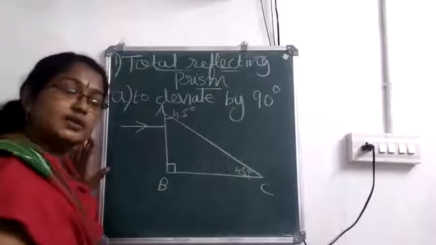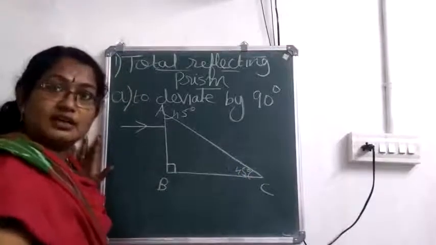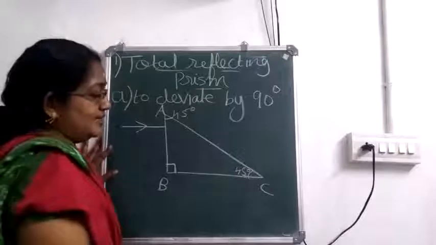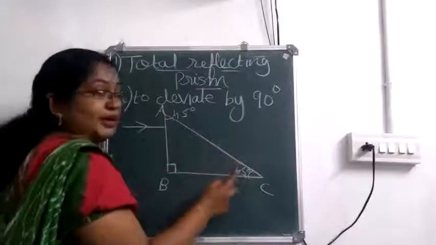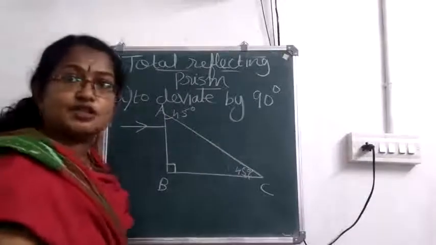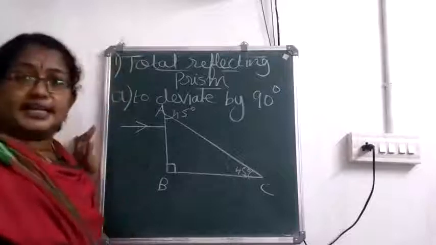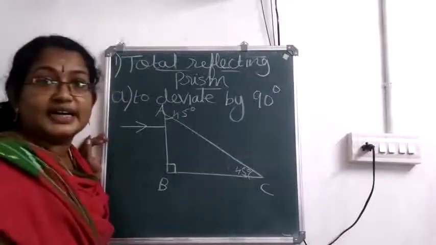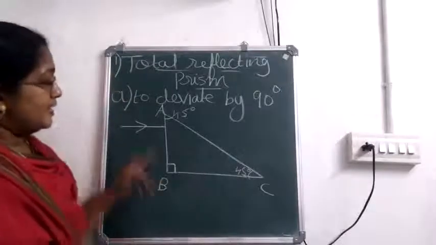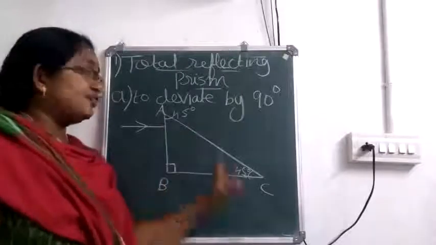So what is the total measure of a triangle? It is 180 degrees, isn't it? So 90 plus 45 plus 45, which is equal to 180 degrees. That is the total measure of a triangle. Now, this is 90 degrees, 45, 45.